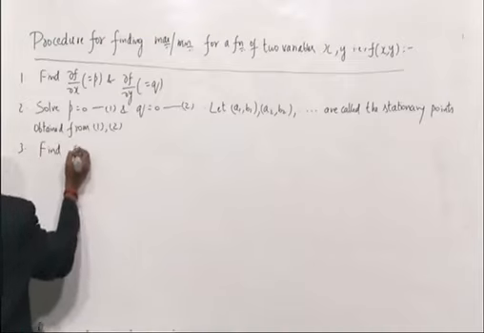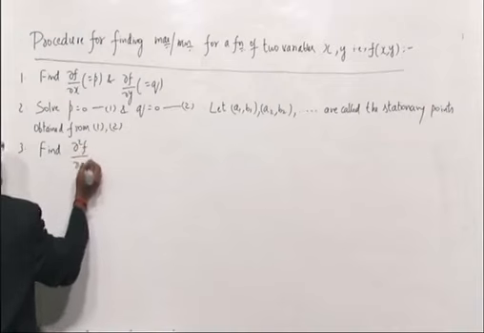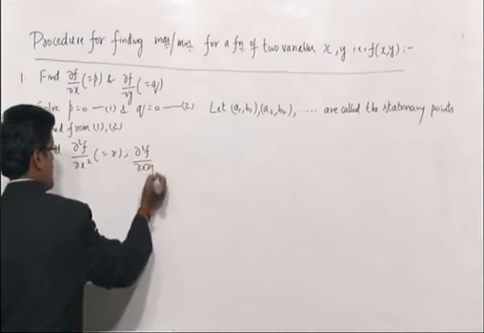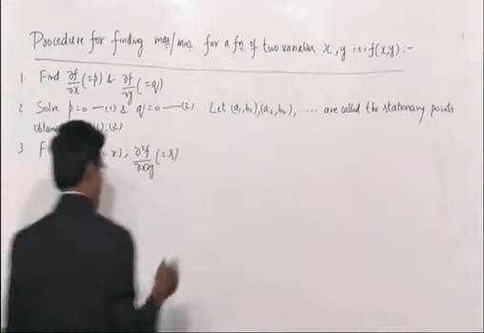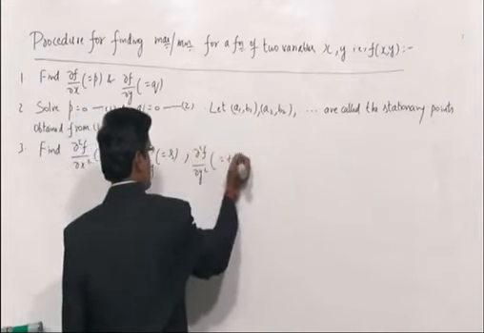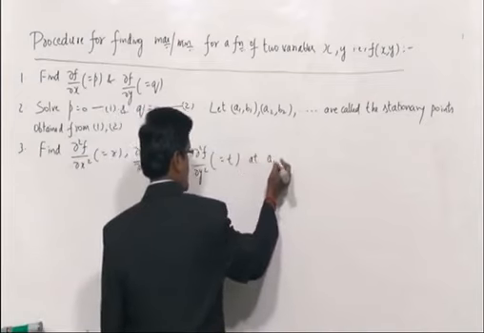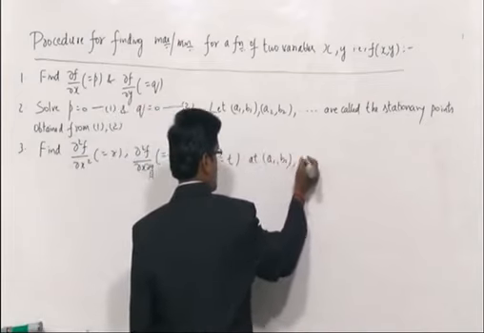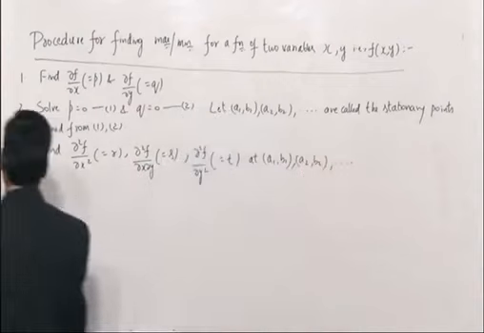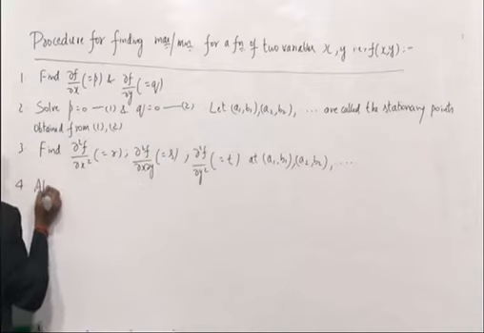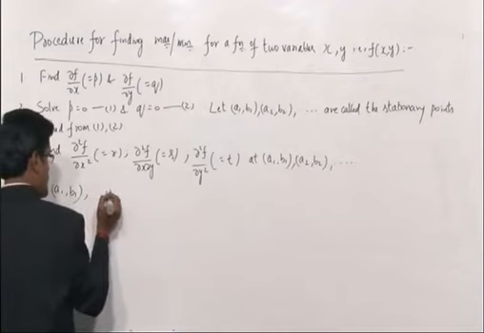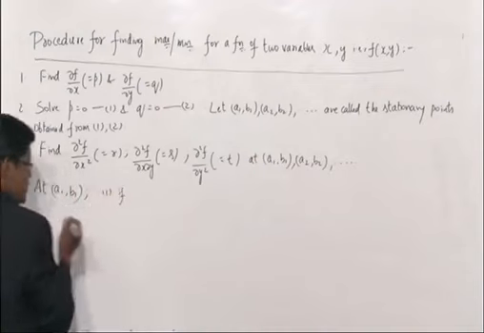Find del square f by del x square denoted by r, del square f by del x del y denoted by s, del square f by del y square denoted by t at these points a1 b1, a2 b2, etc. Take the first point a1 b1. First condition, just like the one variable extension, these two variables.